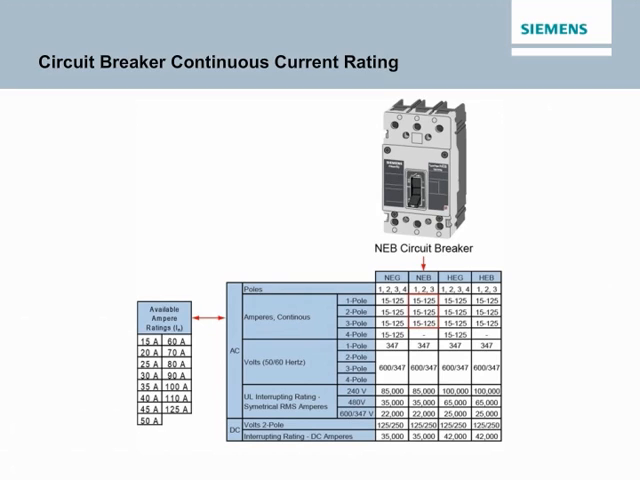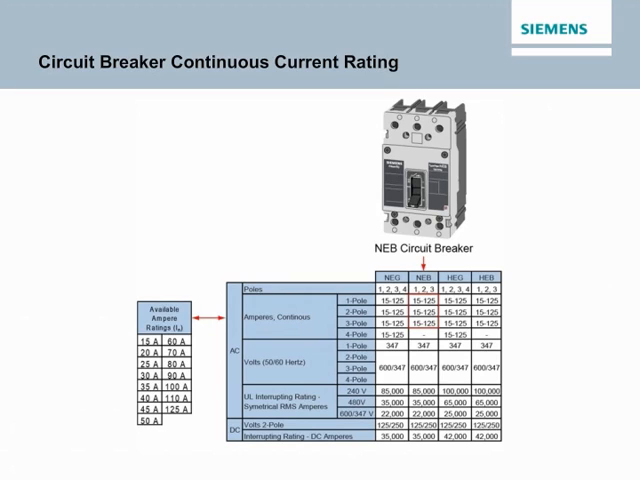Conductors are rated for how much current they can carry continuously. This is commonly referred to as the conductor's ampacity. In general, the ampere rating of a circuit breaker and the ampacity of the associated conductors must be at least equal to the sum of any non-continuous load current plus 125% of the continuous load current.